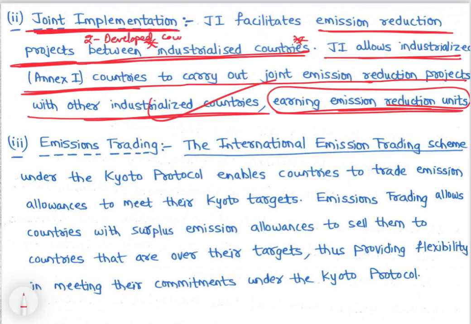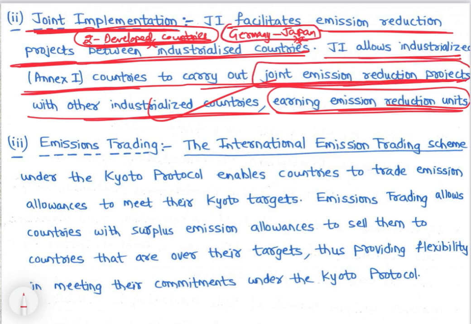Two developed countries, say out of the 37 countries, are allowed to carry out joint emission reduction projects. Two developed countries can join together, say Germany and Japan, and they can carry out joint emission reduction projects. Say they can invest in a solar power plant, right? Then they earn emission reduction units.